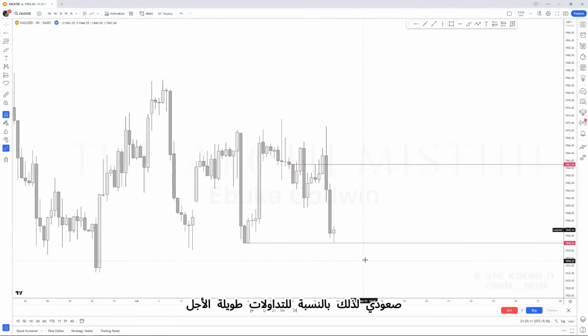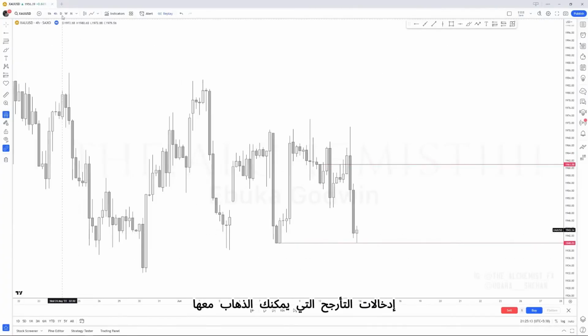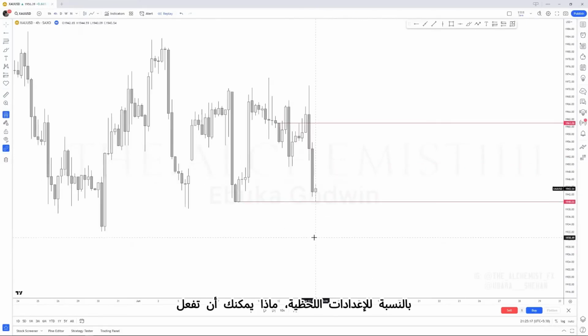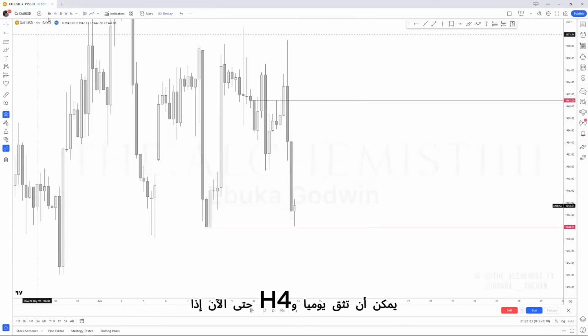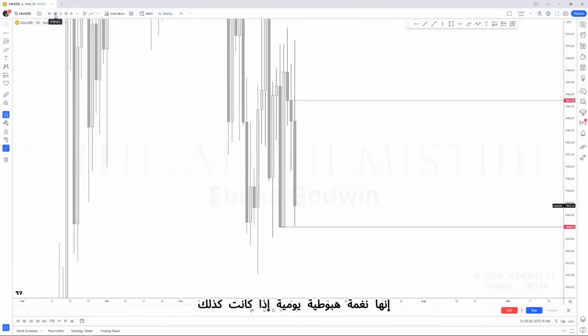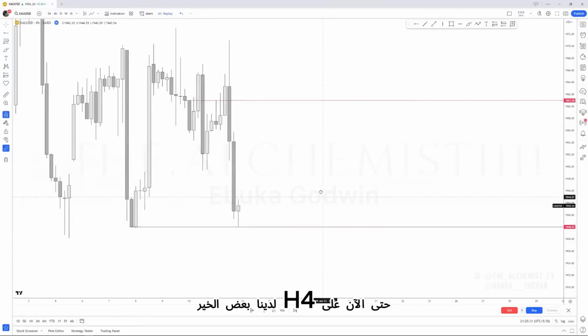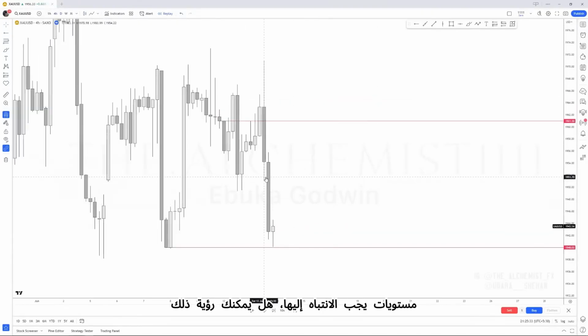For long-term trades or swing entries, you can go with the weekly. But for intraday setups, what can you do? You can trust the daily time frame and the H4. So if it is a daily bearish storyline, which time frame will your entries come from? H4. So now on the H4, we have some good levels to pay attention to.